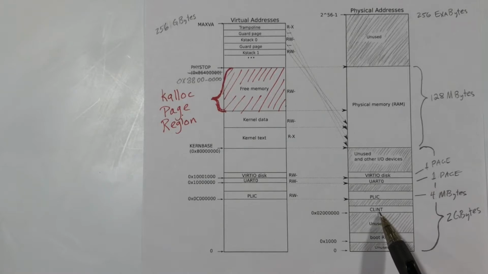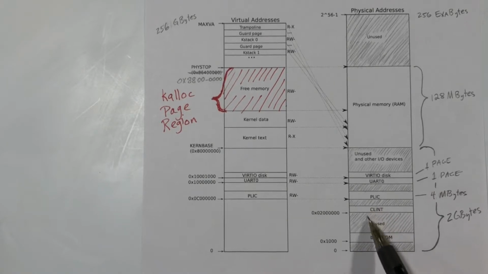The core local interrupt controller is only accessed in machine mode. Remember that when we're in machine mode, there is no virtual addressing. The page table is not active, and we only use physical addresses. The core local interrupt controller is only accessed in machine mode, so there's not actually a need for it to be mapped into the virtual address space.